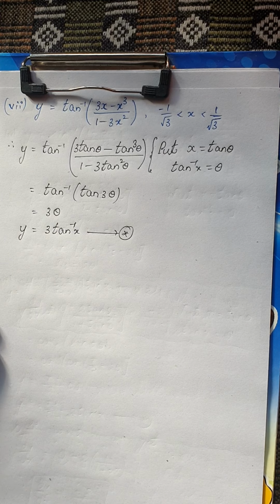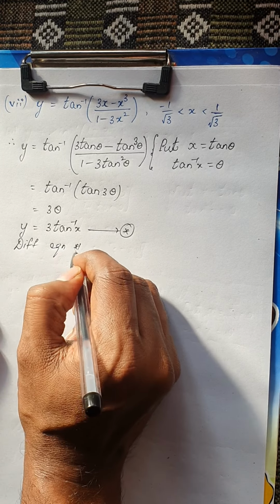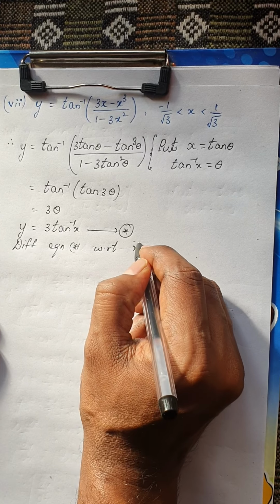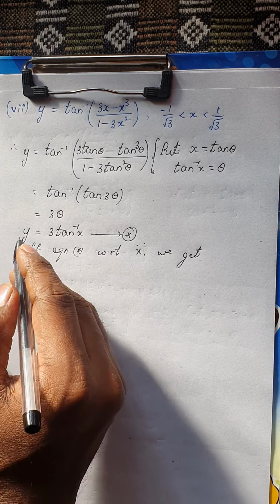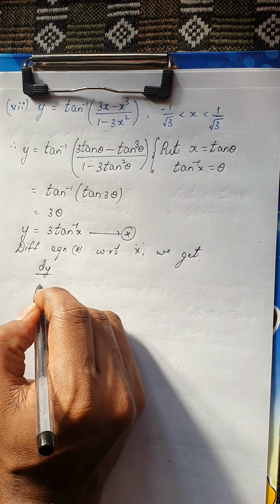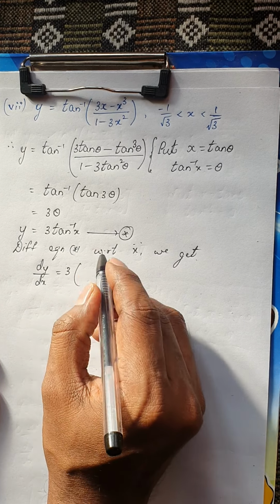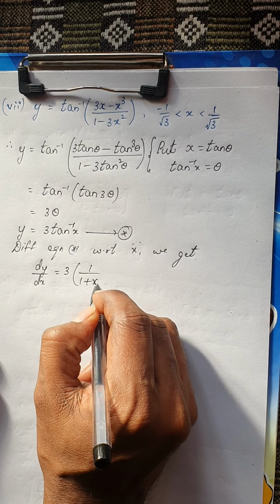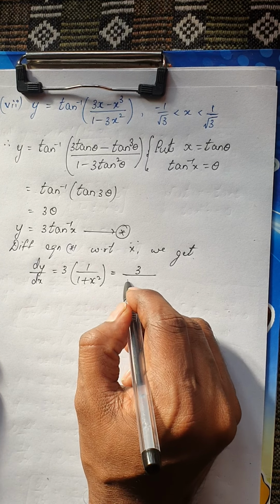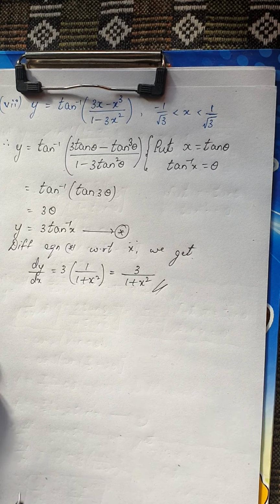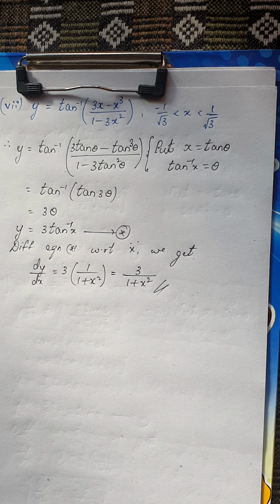This is my y. As usual, differentiating equation star with respect to x, we get derivative of y, which is dy by dx. This is nothing but 3 into, what is derivative of tan inverse of x? 1 divided by 1 plus x square, isn't it? Or else you can write this in a more simplified way, 3 divided by 1 plus x square. So this is all about the derivatives of inverse trigonometric functions.